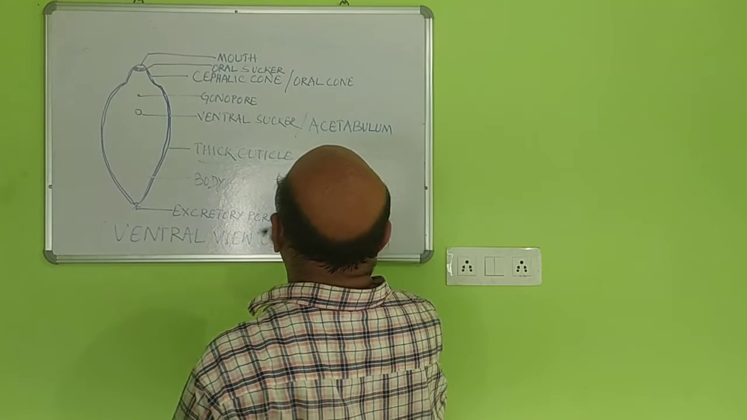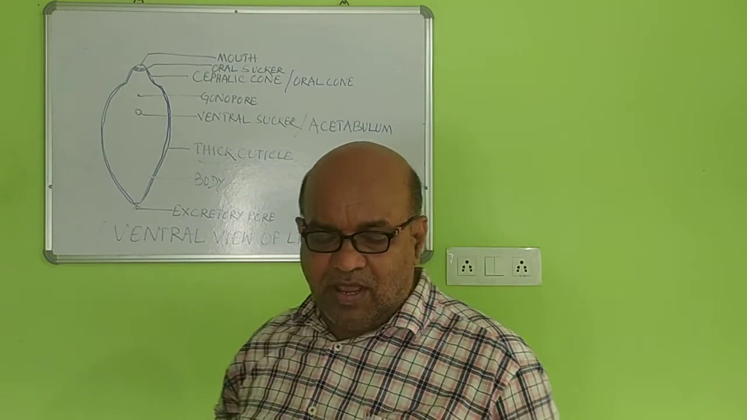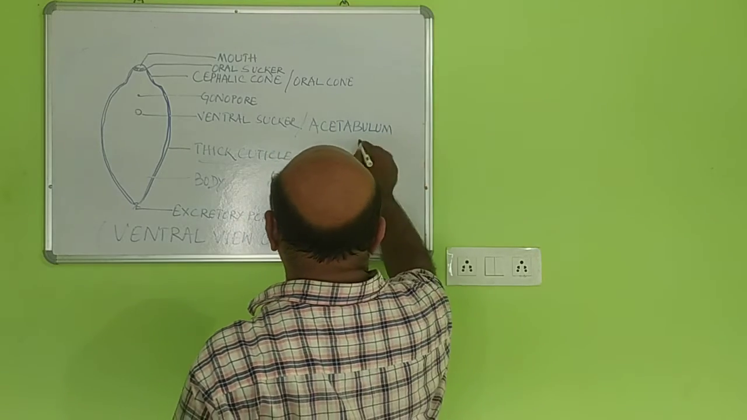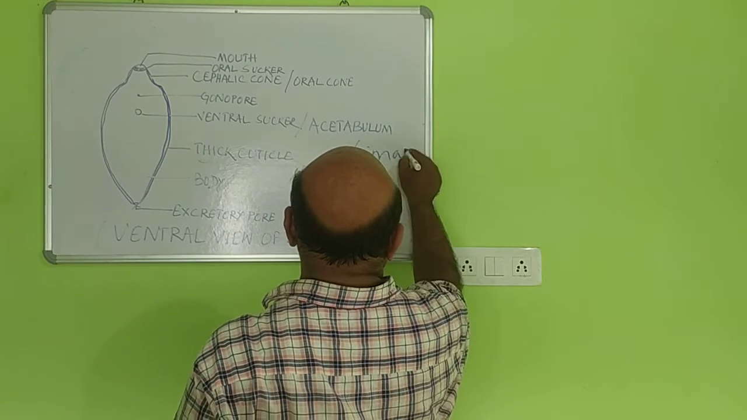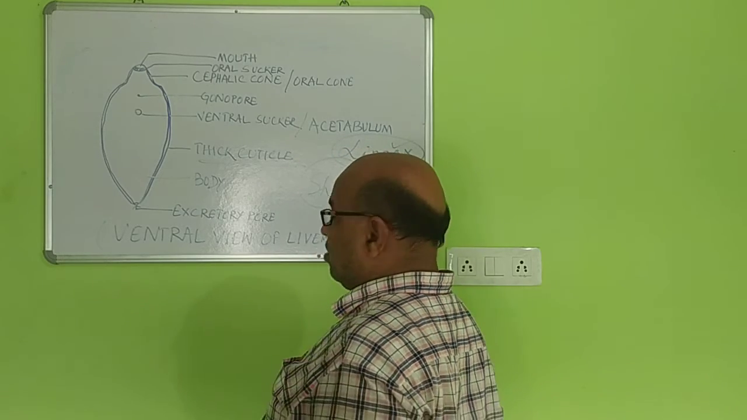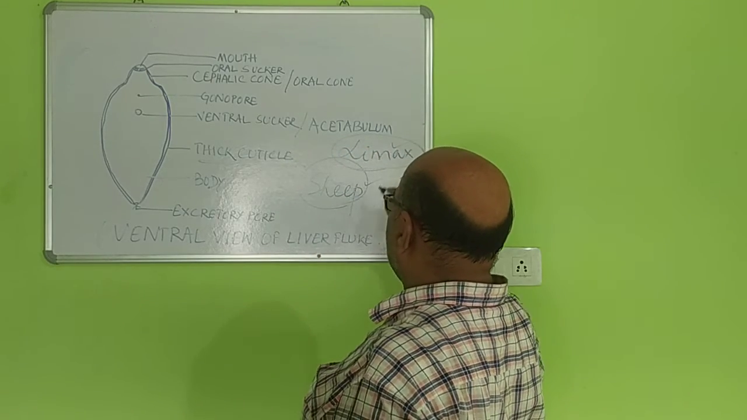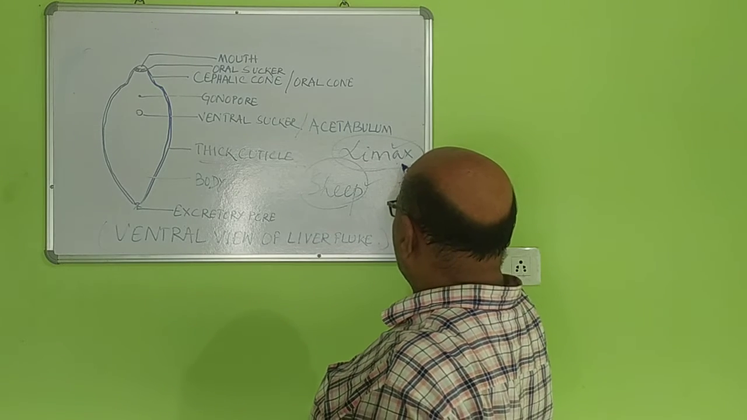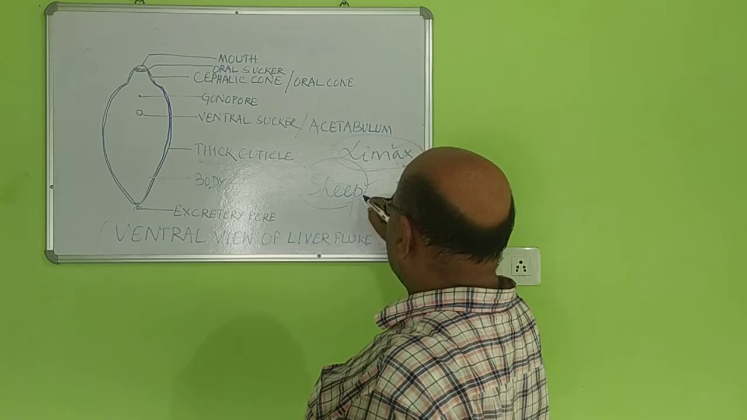The final host is the sheep, and the intermediate host is the Limnaea, which is a molluscan animal. This is the invertebrate host, and the other is the vertebrate host. This is the secondary host, also considered the intermediate host, and this one is considered the final host.